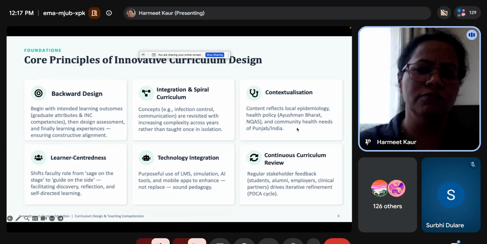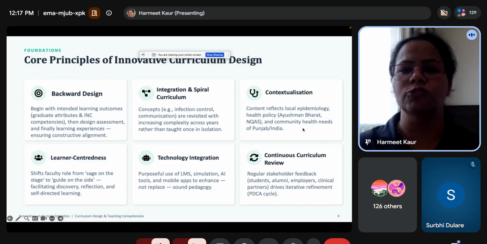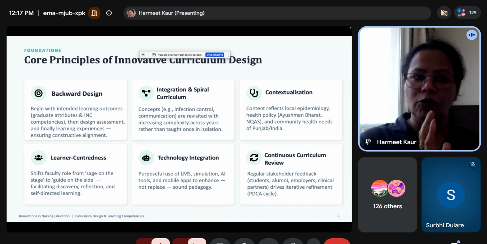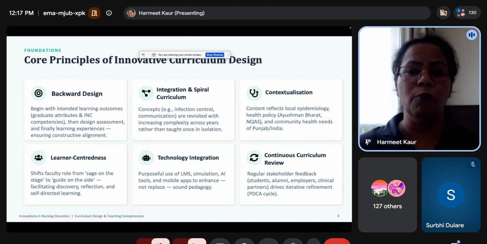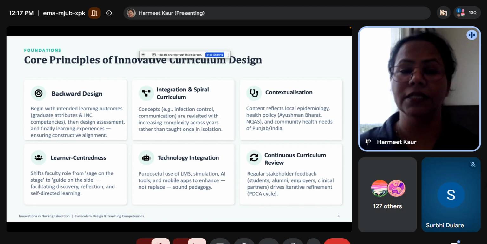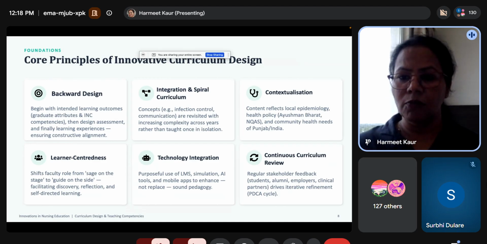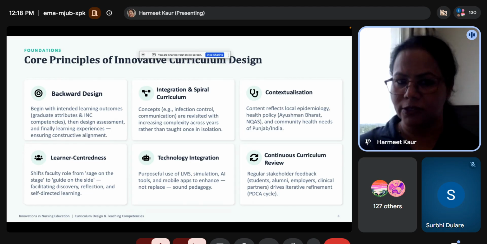Then contextualization, this is very important, that whatever you are teaching should be contextualized to your local culture. Now we are in India. Even if we are reading a book like Potter and Perry Foundation, foundation can be for different concepts, but at least in our Indian context, we talk about Ayushman Bharat, we talk about the national competency framework, we talk about community health needs. Our community health needs might be different from the Western world. So we need to talk about local epidemiology, local health policy, so that students are able to contextualize.